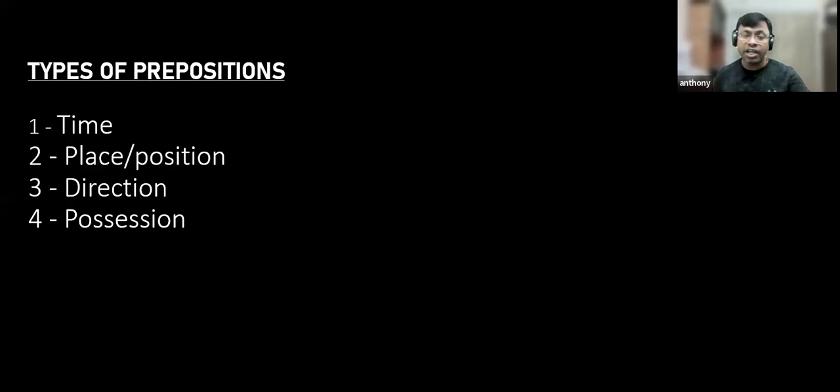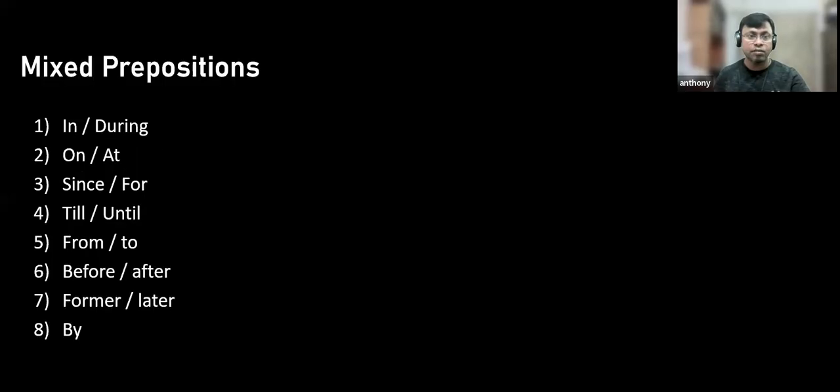Types of prepositions, broadly categorized, we have seen last time: time, place and position, direction and possession. Possession means ownership. Now, there are a few I have given as examples just to make you understand. These words are called prepositions. Some of the things: in, during, on, at, since, for, till, until, from, to, before, after, later, by.